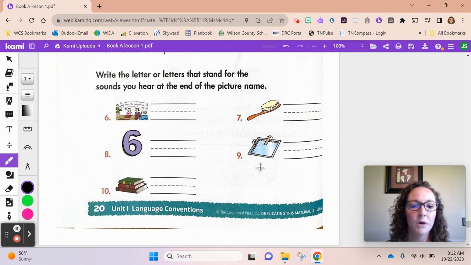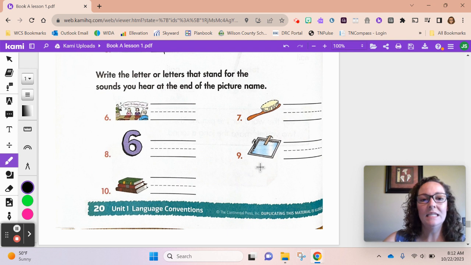Okay, the bottom part of this says write the letter or letters that stand for the sounds you hear at the end of the picture name. So number 6 is sing. I'm looking for a two-letter blend. Sing. Ng. N-G. S-I-N-G.